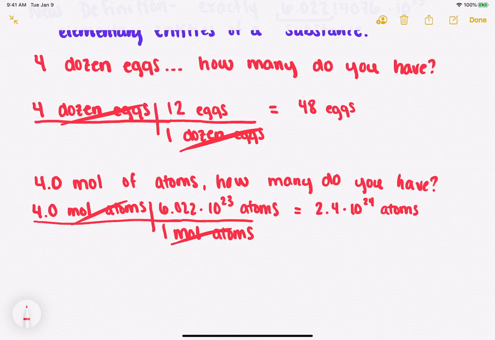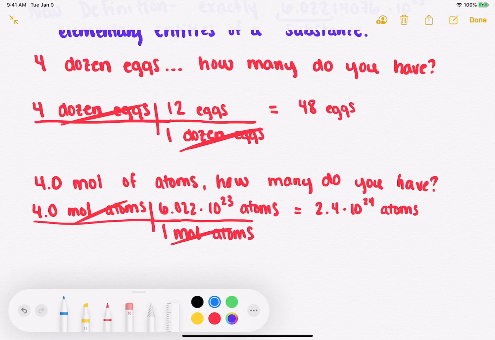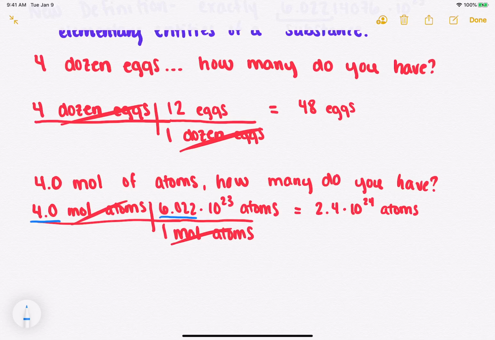Notice that I used 2 significant figures, and the reason is because this value has 2 significant figures, this value has 4 significant figures, and when we're doing multiplication, we round to the number of significant figures that the number with the fewest sig figs had. So this one only has 2, 4.0 is a 2 sig fig number, so we have to round our final answer to 2 sig figs. And remember that the 10 to the 24th is not significant, those are just placeholding zeros.